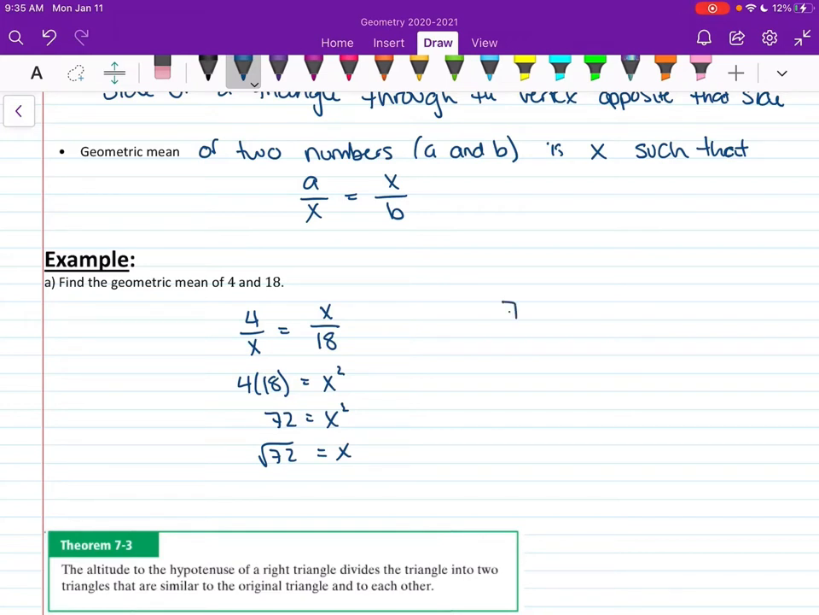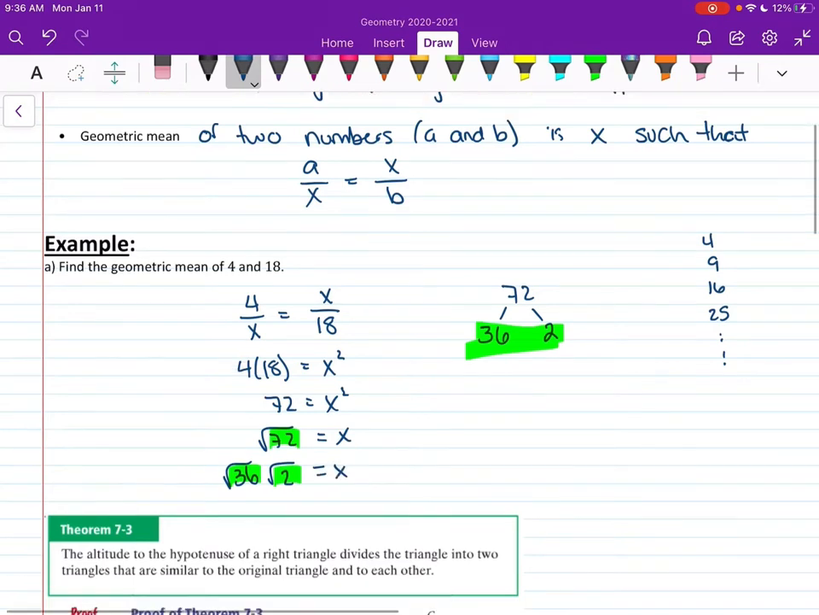So for simplest radical form, I'm going to look at 72, and I'm going to think, what is the biggest perfect square factor of 72? So perfect squares are 4, 9, 16, 25, so on and so forth. So the biggest one that's a factor of 72 is 36 times 2. And you might be wondering, why do I want perfect squares? Well, I want perfect squares because then I can write the square root of 72 as the square root of 36 times the square root of 2, right? So all I did was replace 72 with 36 times 2.